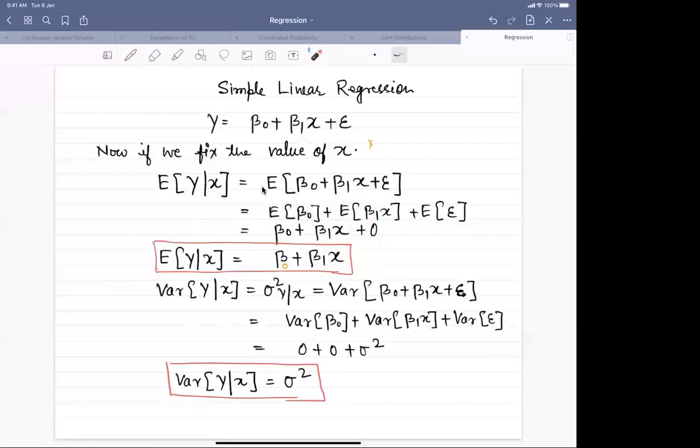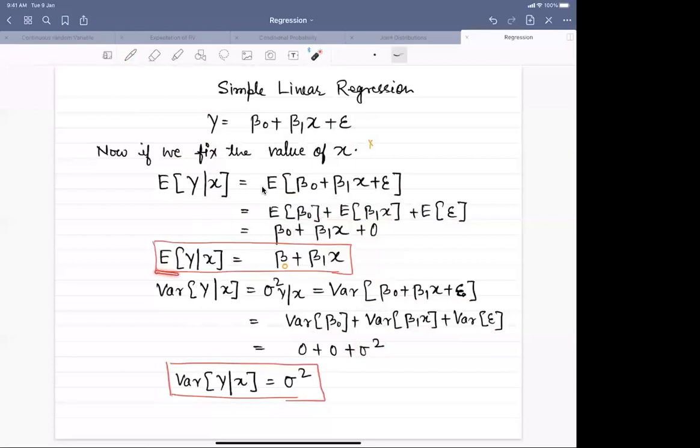And the variance of this at the fixed x can be written as the variance of beta naught plus beta 1 x plus epsilon. I take the variance operator inside: variance of beta naught, variance of beta 1 x, plus variance of epsilon. And you know, these are fixed constants, so their variance will be 0. What we are left with is the variance of epsilon, which is sigma square. So it has two major implications now. First, we said epsilon is a normal random variable. This automatically makes y also a normal random variable. However, the mean of y is not going to be 0.